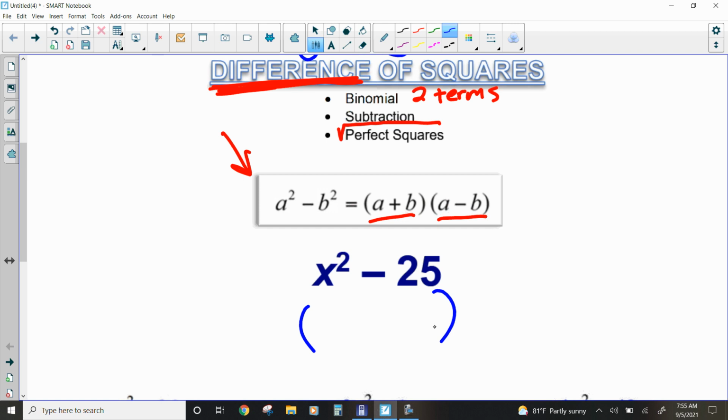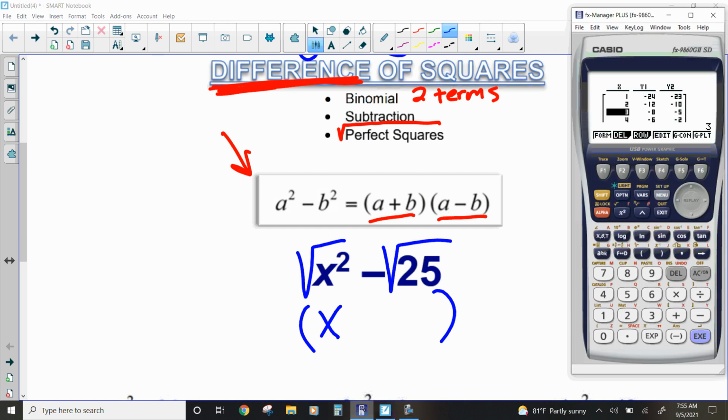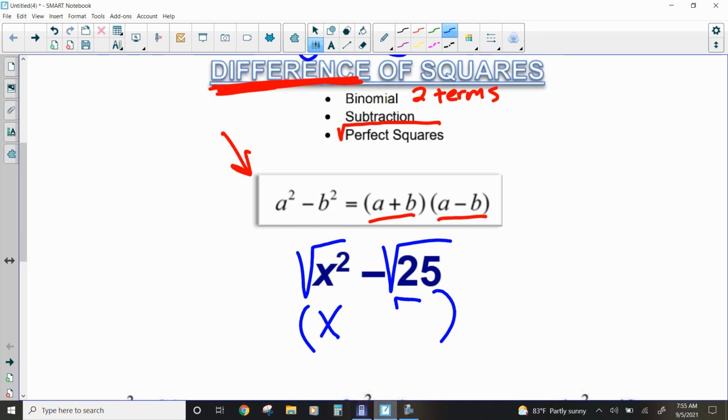So all I have to do is take the square root of x squared, so that gives me an x. Then I'm going to take the square root of 25. Don't include the negative in there. So if I go into my calculator, into the regular mode, I can take the square root of 25 by hitting shift x squared, and I hit the 25, and the answer is 5. So I stick a 5 in here.